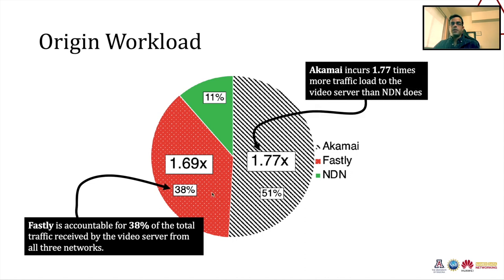And the big numbers in this figure actually compare the traffic load of Akamai and Fastly to that of NDN. For example, here we can see that Akamai incurs 1.77 times more traffic load to the video server than NDN does.